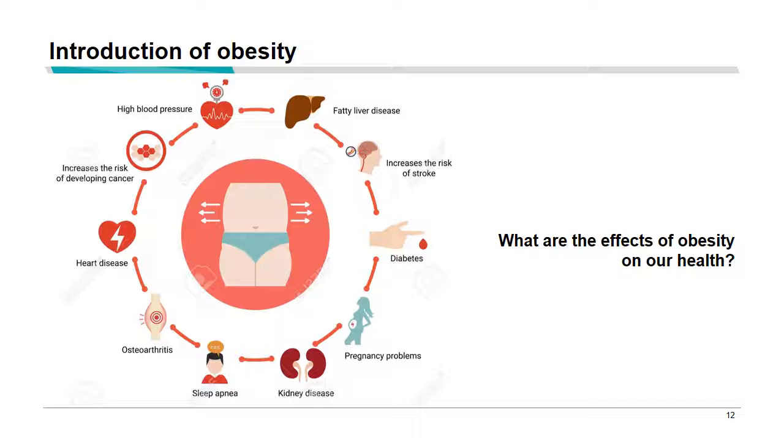So what are the effects of obesity on our health? As we all know, excessive body weight is associated with various diseases and conditions. For example, high blood pressure, fatty liver disease, certain types of cancers, stroke, heart disease, diabetes, pregnancy problems, etc. As a result, obesity has been found to reduce life expectancy.